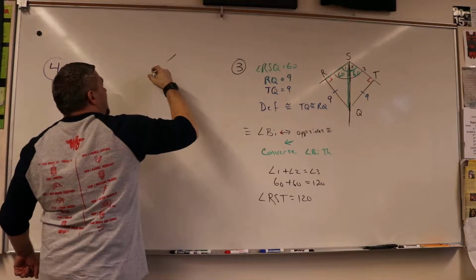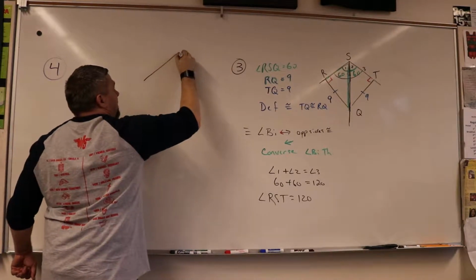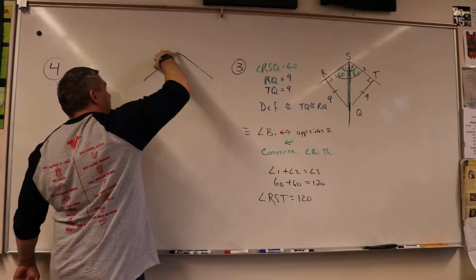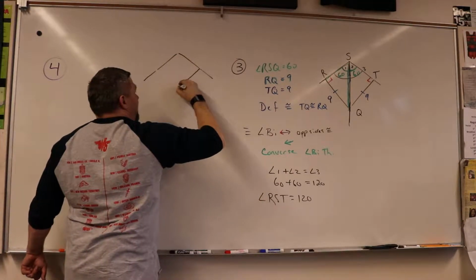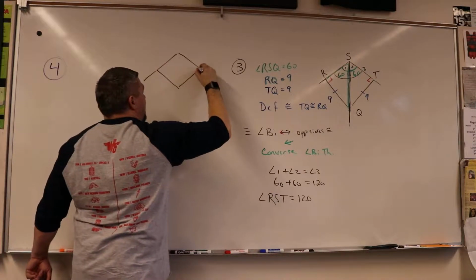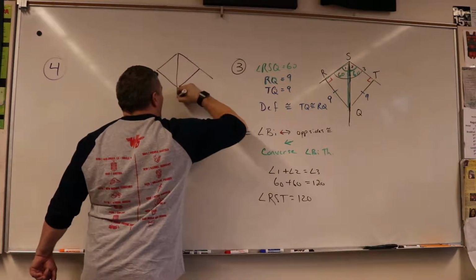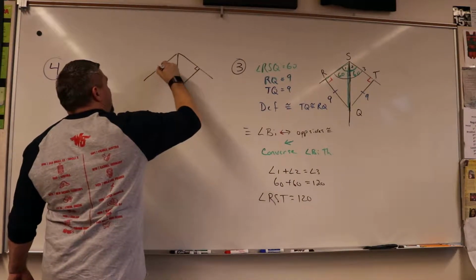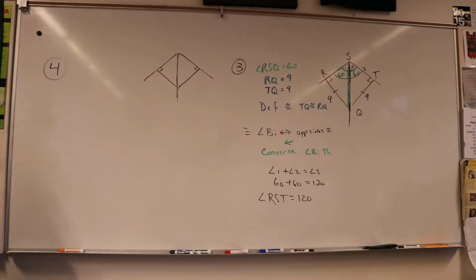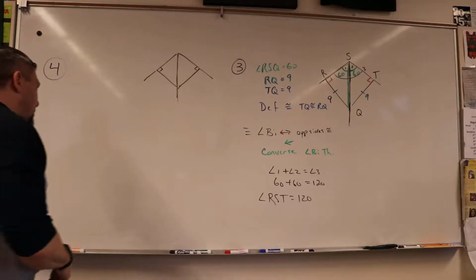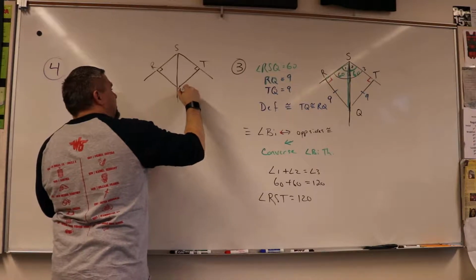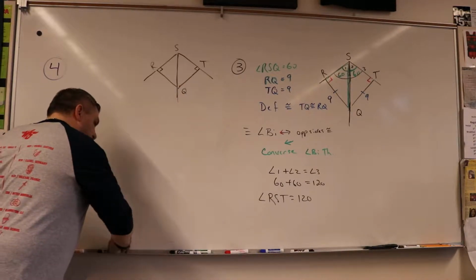Right? So really quick, we're going to draw it out. Okay. And we know that this is a right angle. The other thing we know is R, S, T. Okay. This is Q. All right.